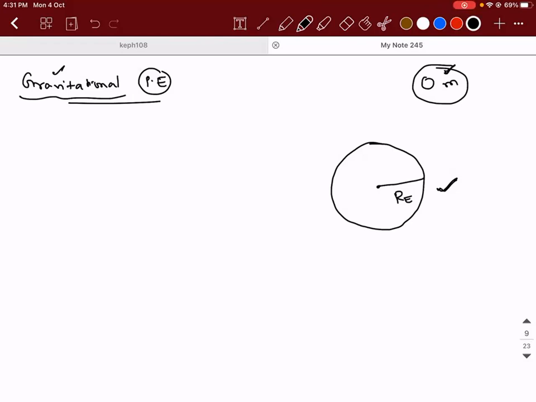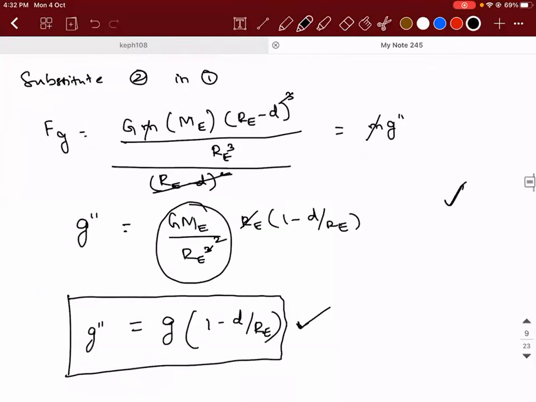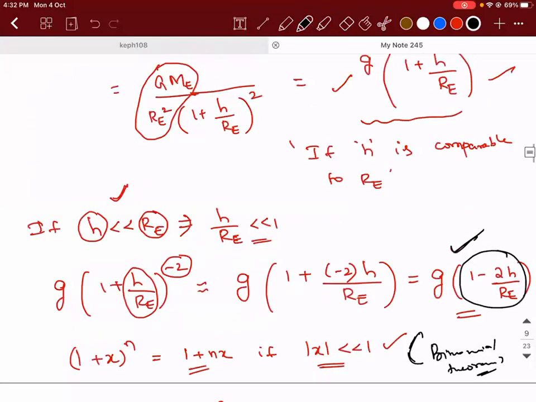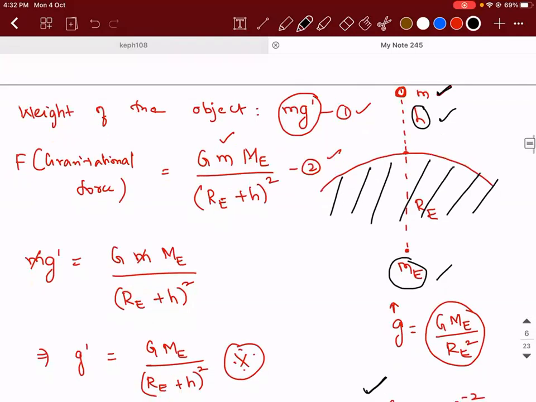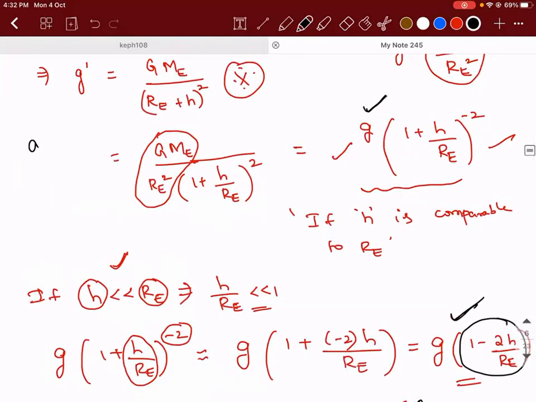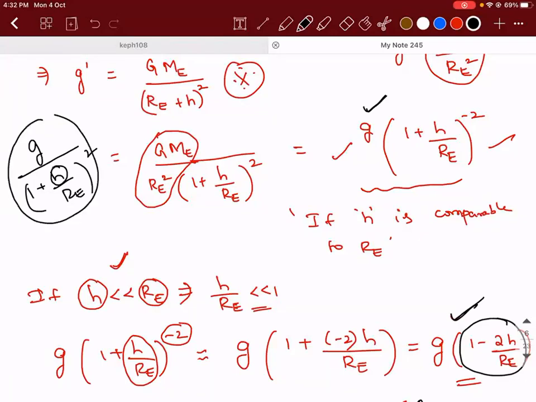Actually, you can. Why? Because we'll come back to the concept of weight. Weight is m into g according to Newton's second law, right? So if you go to the mathematical expression and see what is happening as the value of h is increasing, means you're taking the object to a certain height h, think about it mathematically, g divided by (1 plus h by Re) the whole square. Is there a value of h that I can substitute here so that this whole expression becomes 0?